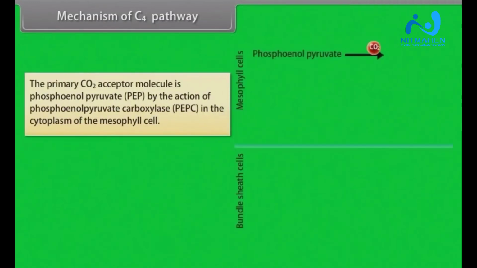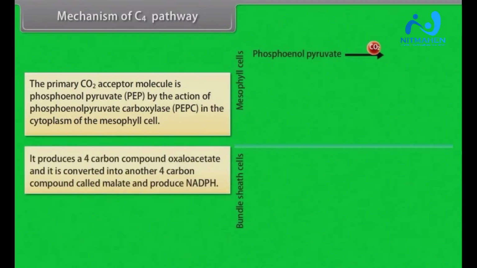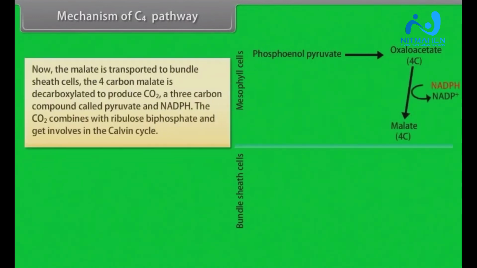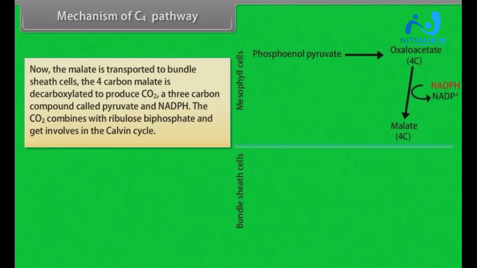Mechanism of the C4 pathway. The primary carbon dioxide acceptor molecule is phosphoenolpyruvate, by the action of phosphoenolpyruvate carboxylase in the cytoplasm of the mesophyll cell. It produces a 4-carbon compound, oxaloacetate, which is converted into another 4-carbon compound called malate, and produces NADPH. Now, the malate is transported to bundle sheath cells.